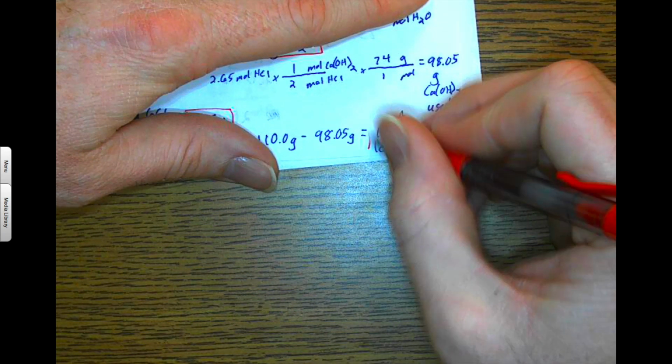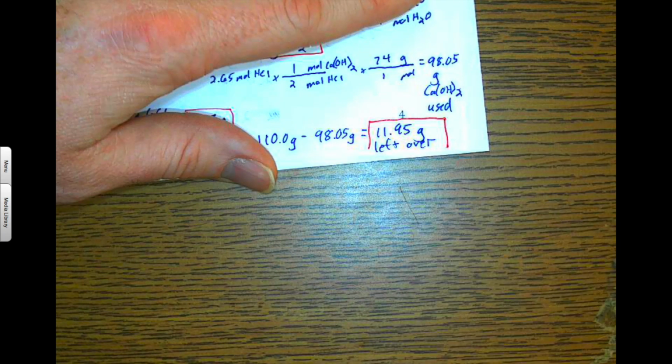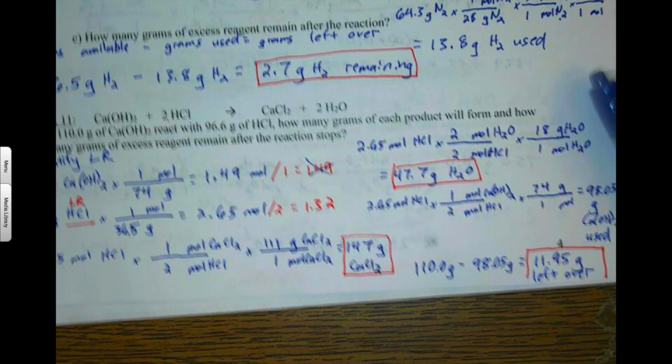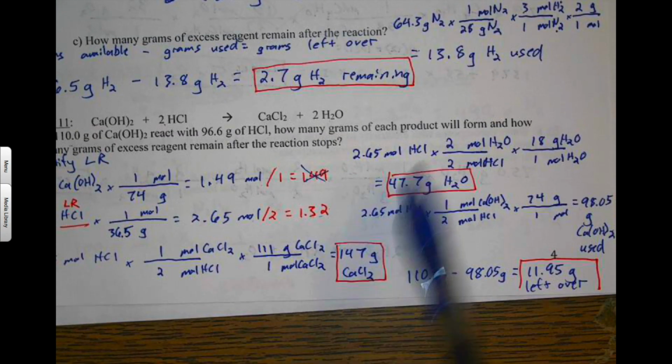Boy, that was fun. Welcome to Pre-AP Chemistry. All right, so that is all the calculations. That would be the hardest example to do, just because it requires so many little points to do.